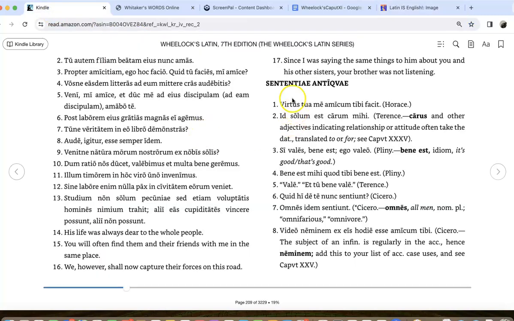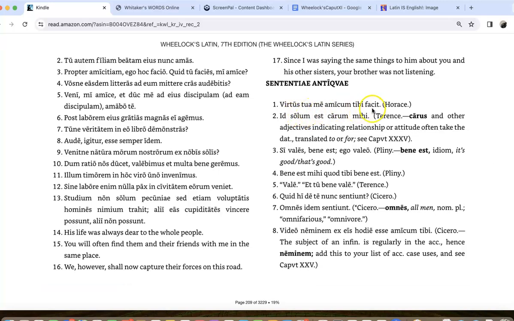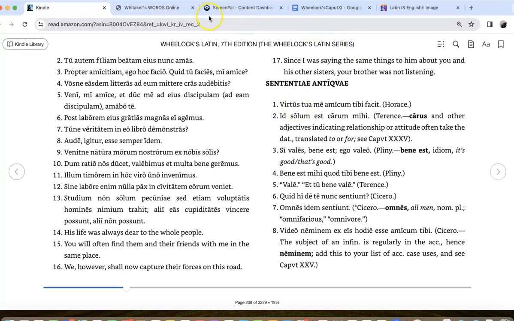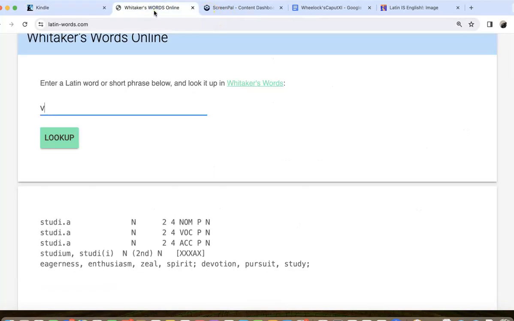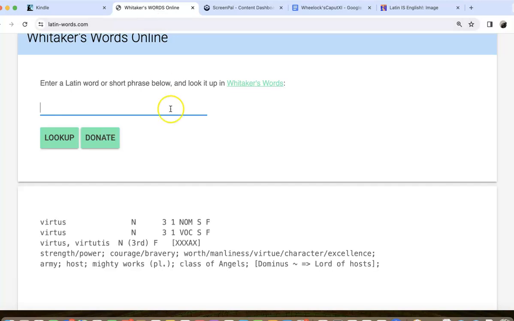So the first one, again, please read it aloud, is Virtus tua me amicum tibi facit, by Horace, 65 BC to 8 BC. So virtus, we should be able to recognize this as virtue. Now, virtue in Latin is an important word. Caesar uses it a lot. As you can see, it can mean strength, power, courage, bravery, worth, manliness, virtue, character, or excellence. So it depends on the context.